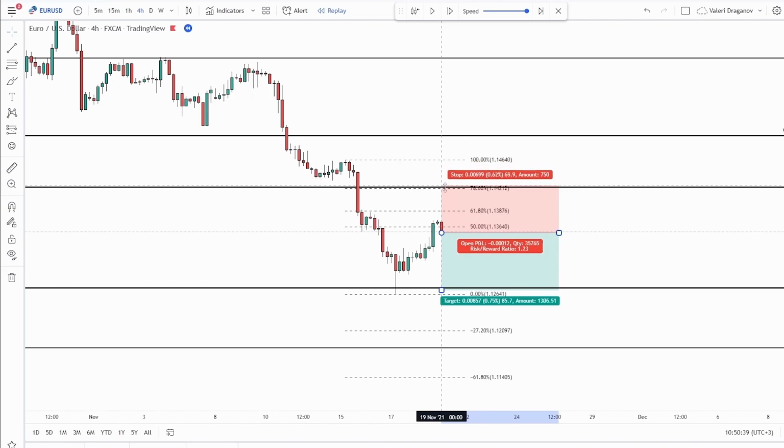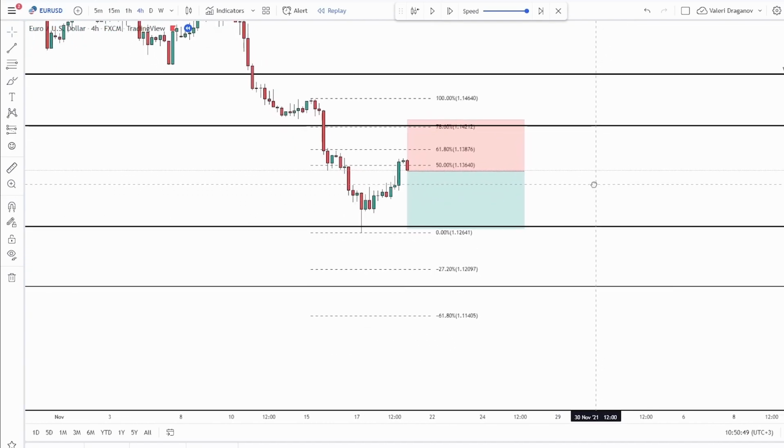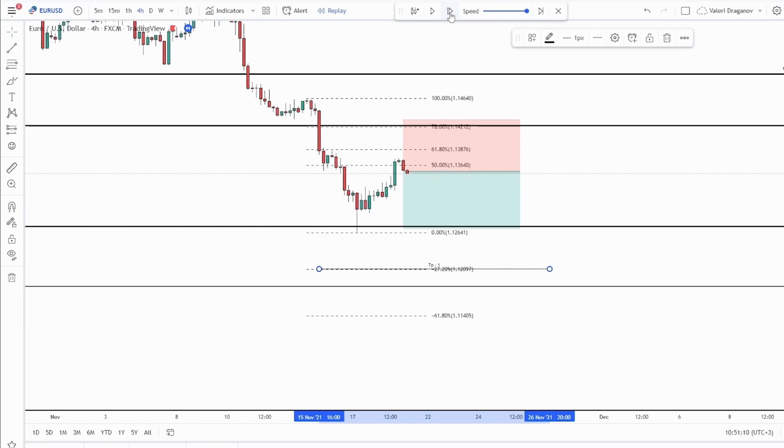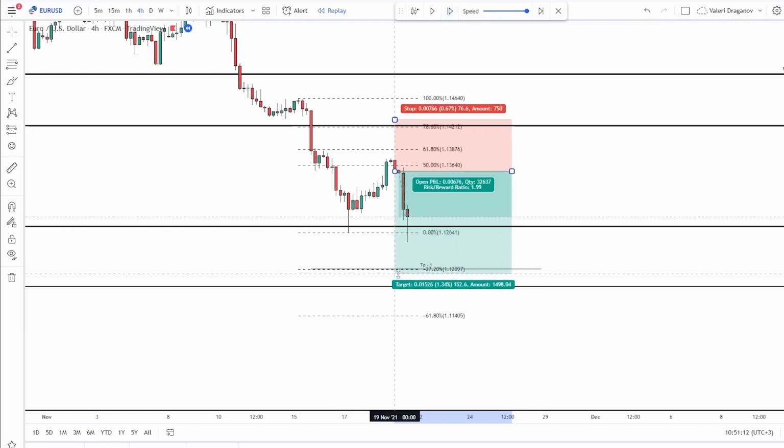Our stop loss is 10 pips above the 78.6 level, or 76 pips. Our first take profit, we're gonna make it to the 27.2 level, as you already know. Let's see what happened next. Let me adjust the take profit.